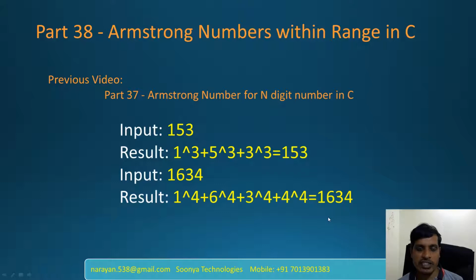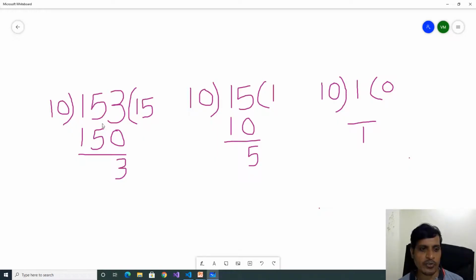If you want to get individual digits, then we need to use the division and modulus operators. Here we have input number 153. 153 divided by 10 gives quotient 15 and remainder 3. Take 15 and divide by 10: quotient is 1 and remainder is 5. Take quotient 1 and divide by 10: quotient is 0 and remainder is 1. Here we are getting individual digits like 3, 5, 1. These digits we need to use to find Armstrong numbers.